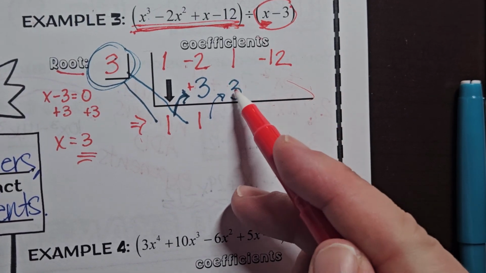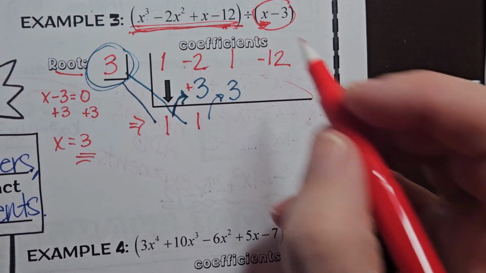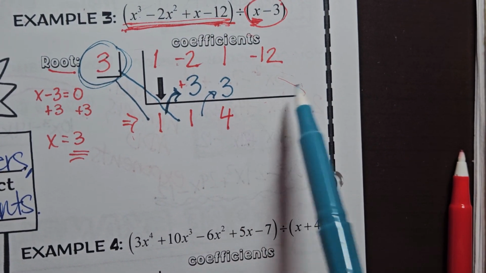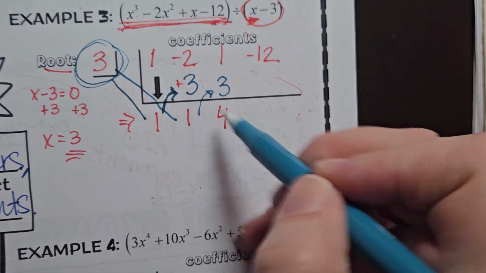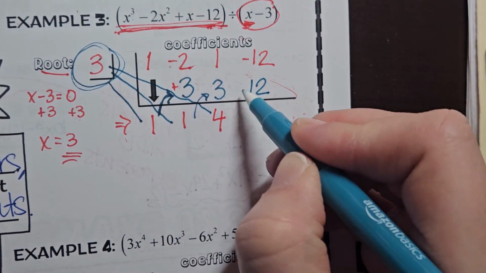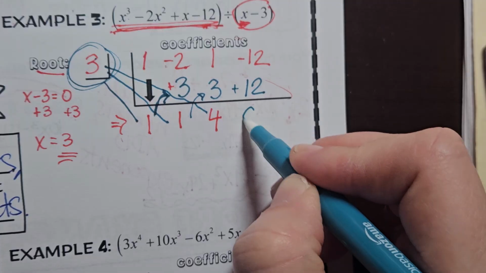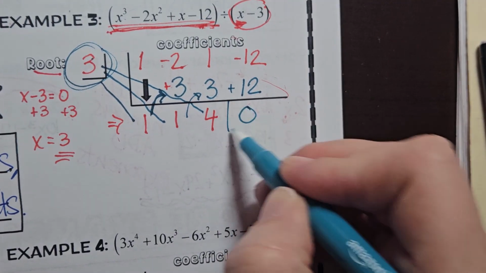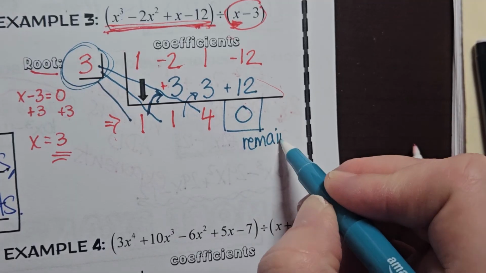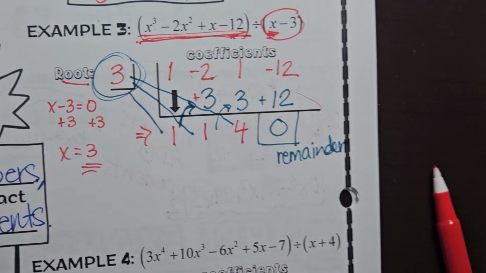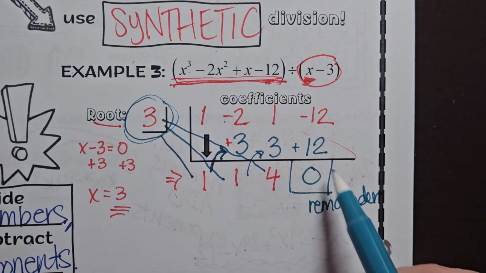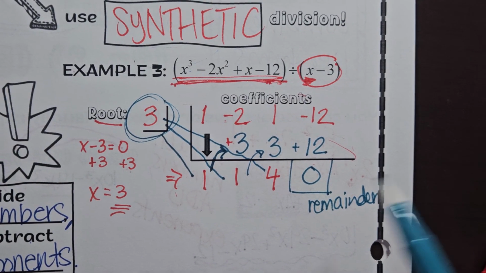So then we're going to add down again. So 1 plus 3 is 4. And then we're going to multiply one more time. You go all the way until the end when you run out. So 3 times 4 is 12. Negative 12 plus 12 is 0. All right. Now this down here is our remainder. Now notice if there's a remainder of 0, that means they divide evenly. So we don't have a remainder, really. The next problem that has a remainder, I'll show you what to do.